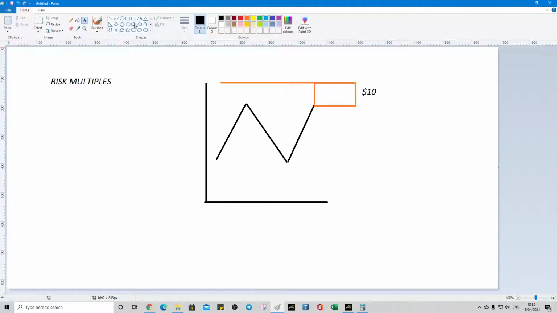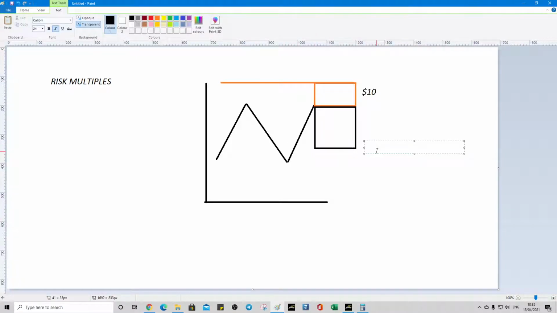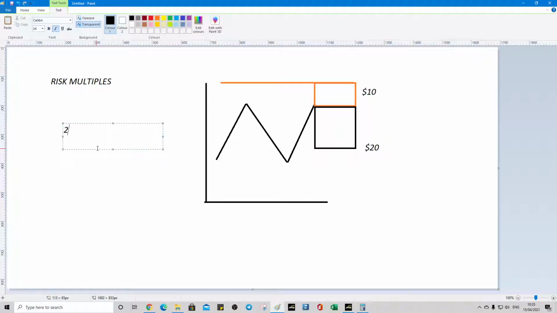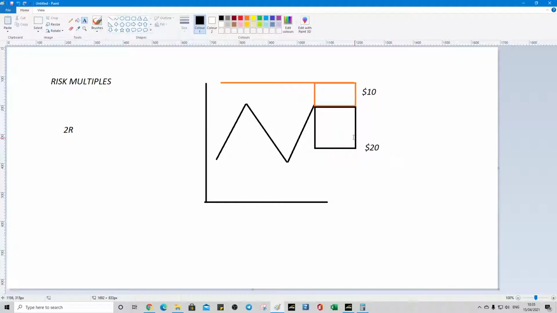And so what you want to do, if you want a 2R, then it's simply the distance from your entry to stop times 2. So it would be something like this, almost twice. So that would be a 2R. So your entry would be here, your stop loss would be here, and your TP would be there. And so that would be 20. So that would be a 2R. So hopefully that's clear. Obviously, the greater the TP, then the higher R you'll have.